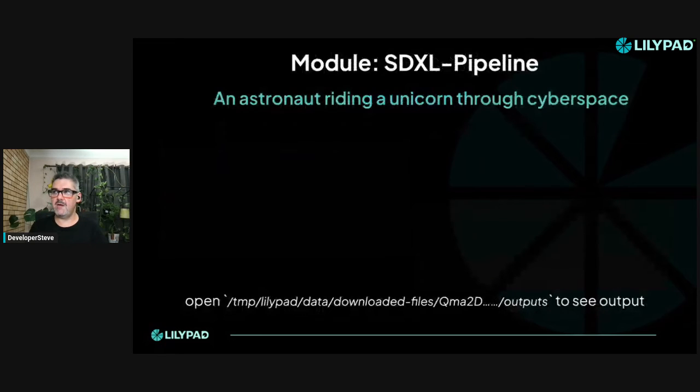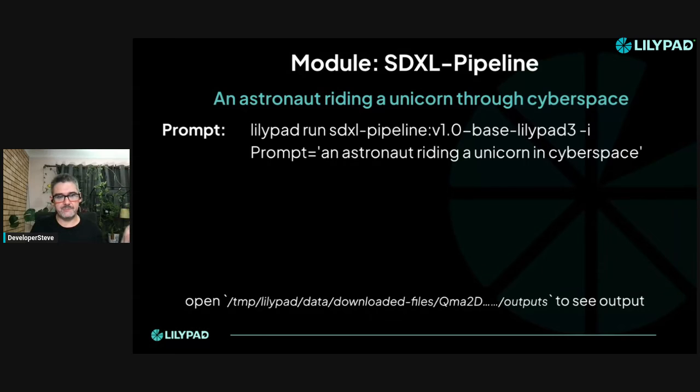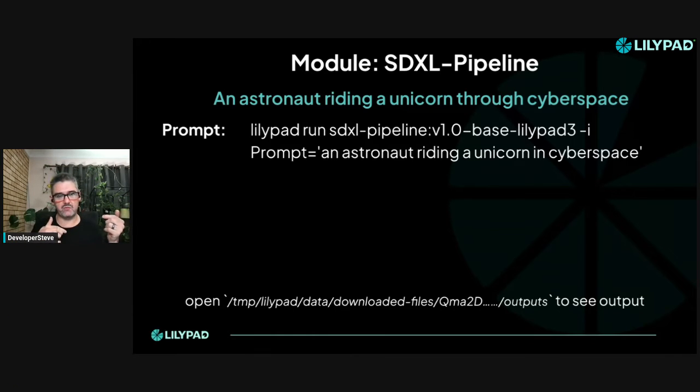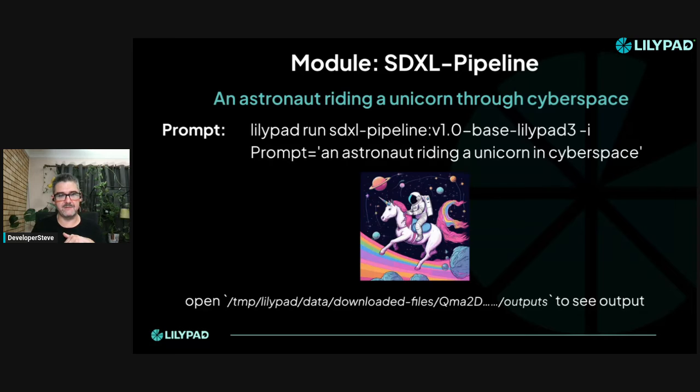So one of the other ones we have, and this is one of our newer and exciting modules, is the SDXL pipeline, which is very similar to the last one. You just do Lilypad run, you put in your job name, SDXL-pipeline, and then the tag version, so version 1 base Lilypad 3, and then the -i is the input. With any of our modules, the -i input means that's what you're adding to the particular job to be run. In this case, we're doing an astronaut riding a unicorn in cyberspace, which looks a little something like that, which is kind of fun, but we can make it a little bit better.